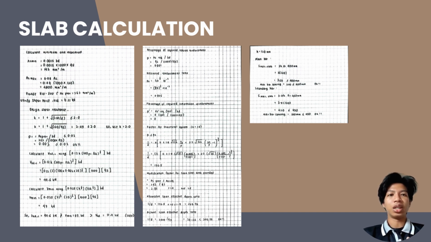Our H equals 120. For the main bar, we got S max per slab equal to 360, which is smaller than 400, so it's fine to use. Then for our secondary bar, we got S max equal to 3.5 times 120. The value that we got is 420, and it is smaller than 450.